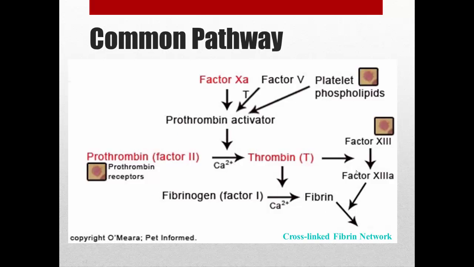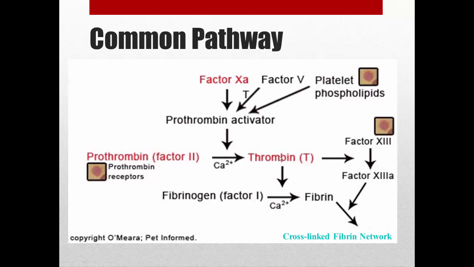Now the common pathway we've seen a little bit, but let's look at that too. Factor 10, remember, is activated. That's going to combine with 5 and some phospholipids and make what's called a prothrombin activator. The prothrombin activator converts prothrombin to thrombin. So it's really factor 10 plus a couple other things that gets prothrombin, which is one of those plasma proteins just floating around, to become thrombin. Thrombin in turn is in charge of converting fibrinogen to fibrin.